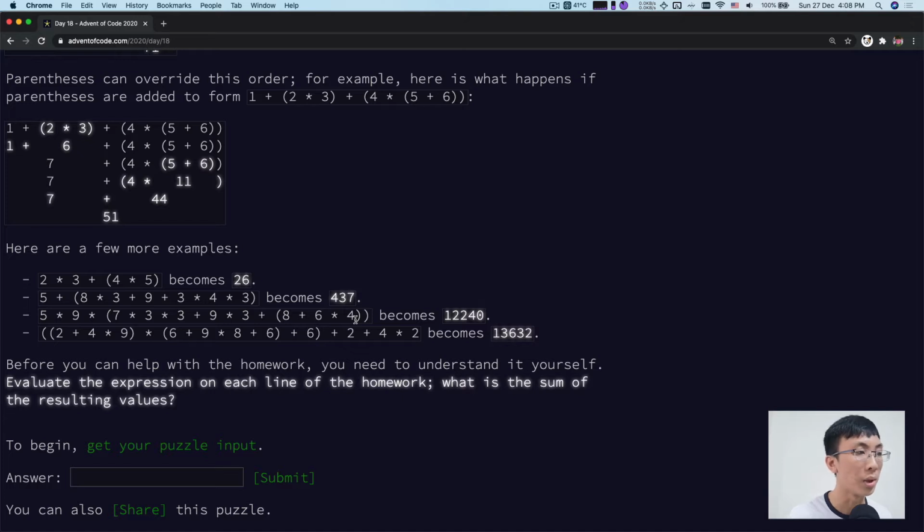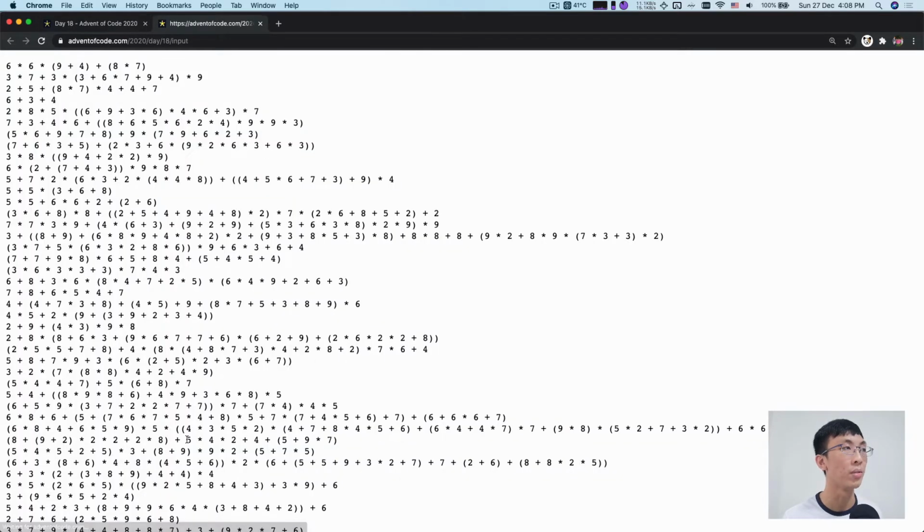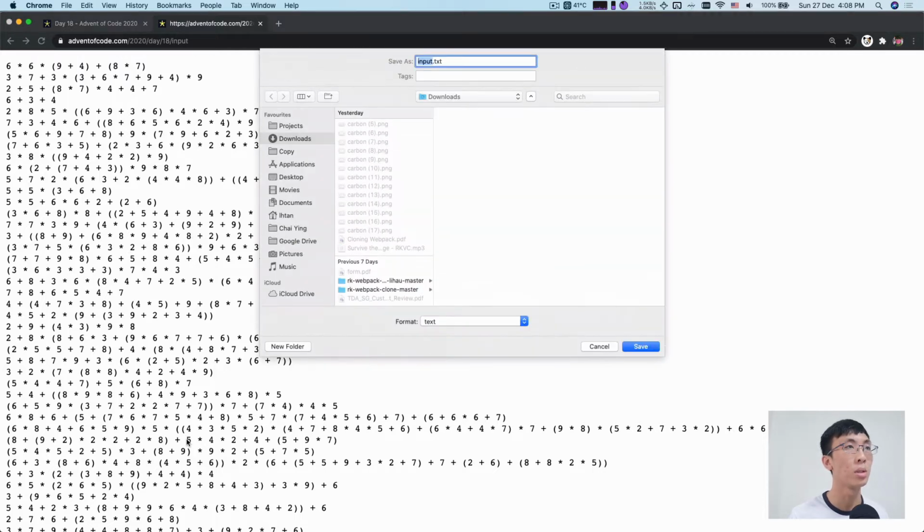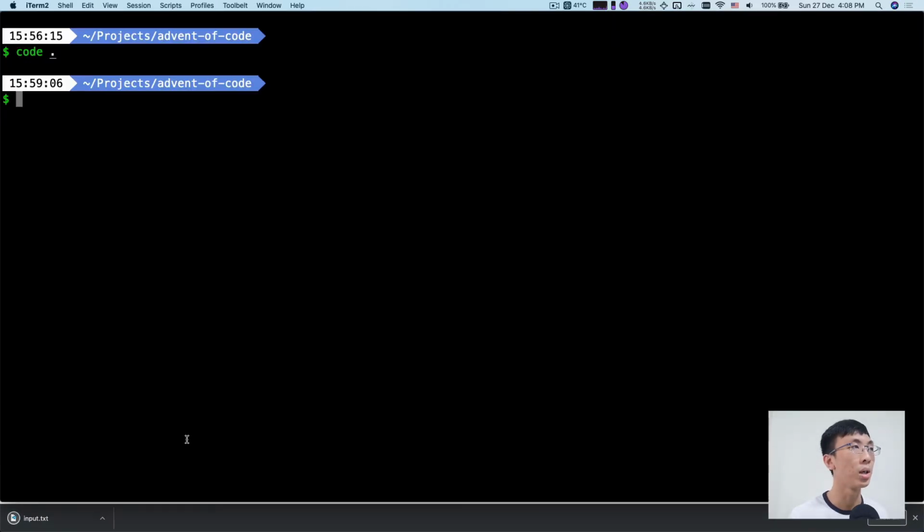Now we are going to help with this homework, where we need to evaluate the expressions on each line, and then get the sum of all the results. I believe the puzzle input will have multiple lines of equations, and our task here is to evaluate each of them and sum all the results. Right? So I'm going to download this input, and I'm going to copy it into day 18.